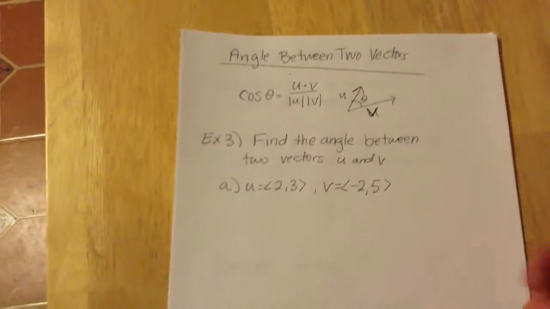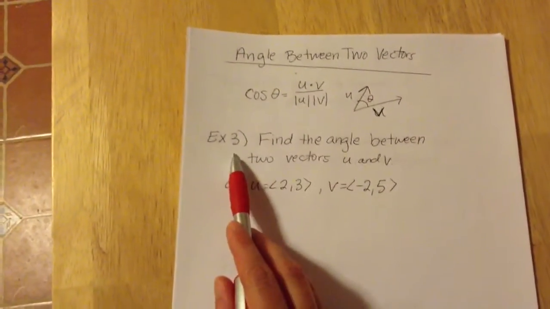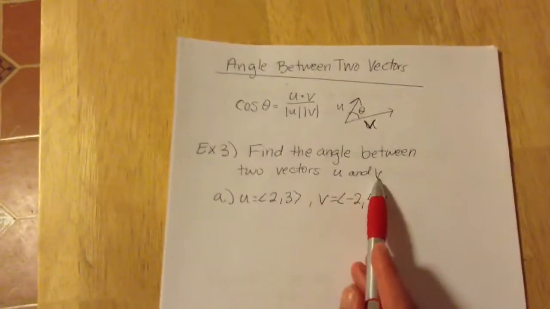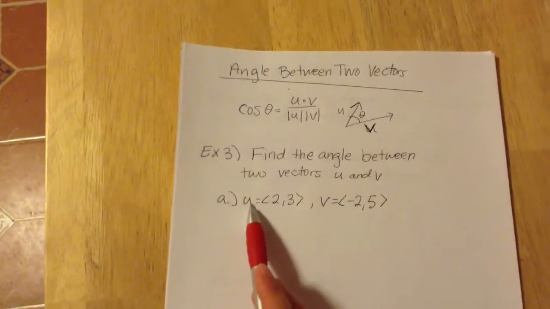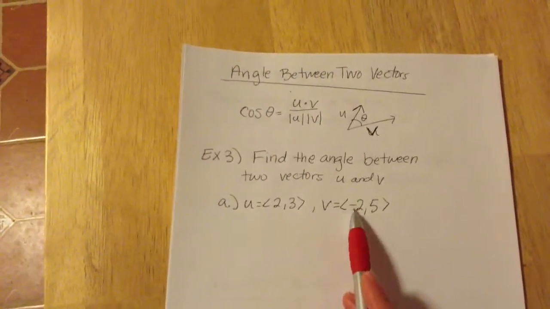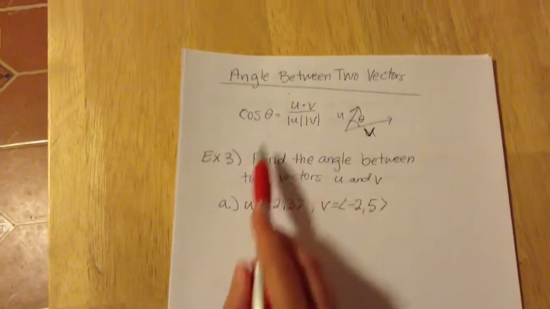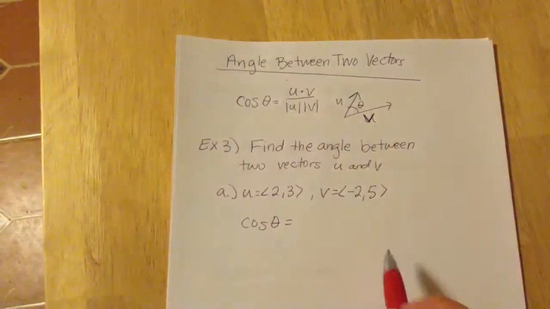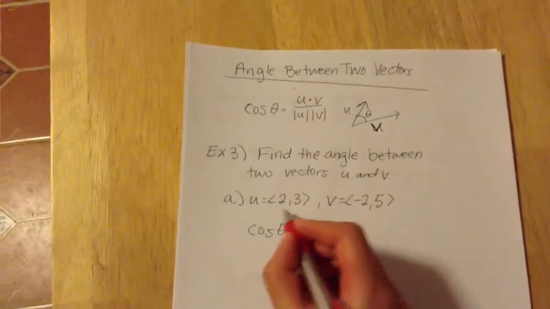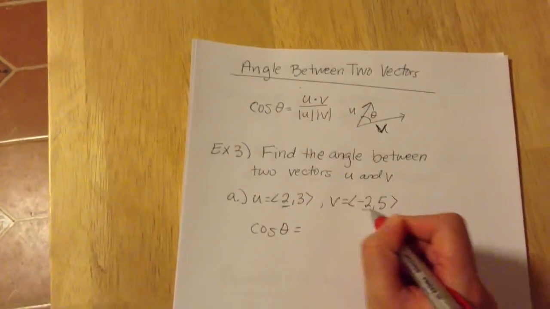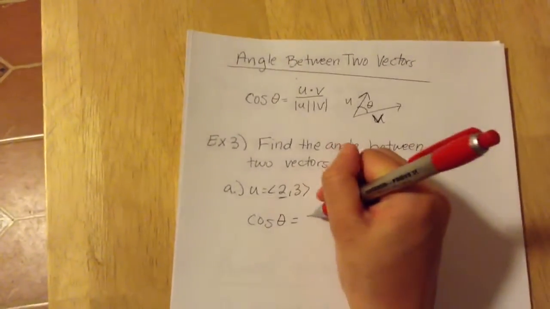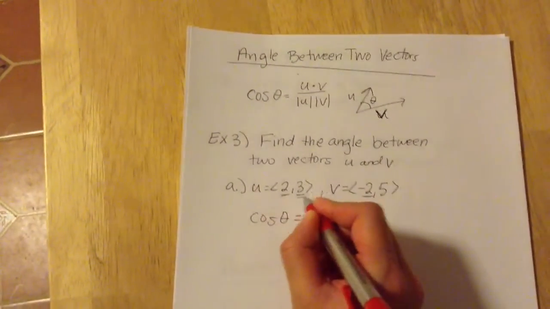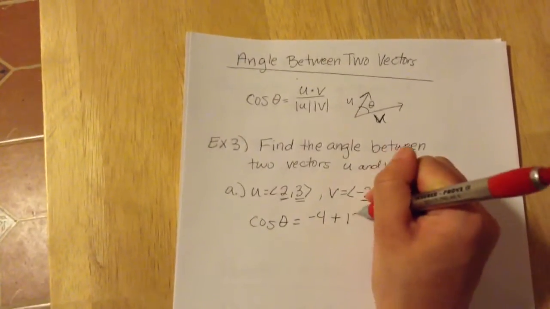Okay. So we'll use this formula in example number 3. Example number 3 wants to find the angles between vectors u and v. Part A, vector u is 2, 3, and vector v is negative 2, 5. I'm going to use the formula above. So the cosine of the angle between equals the dot product. So the dot product, again, you multiply the x's together. 2 times negative 2 would be negative 4, plus multiplying the y's together. 3 times 5 is 15.